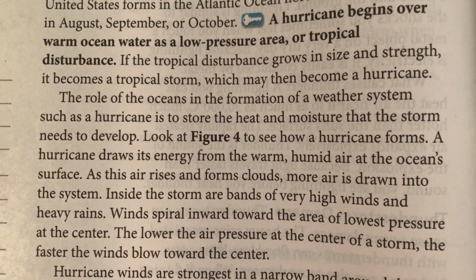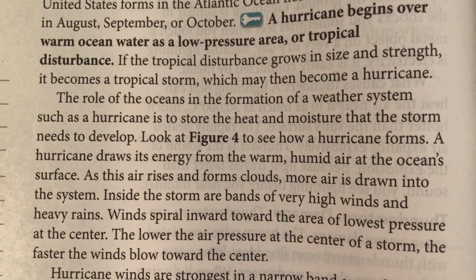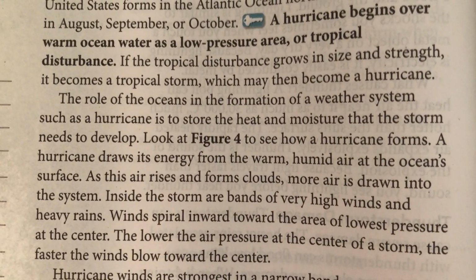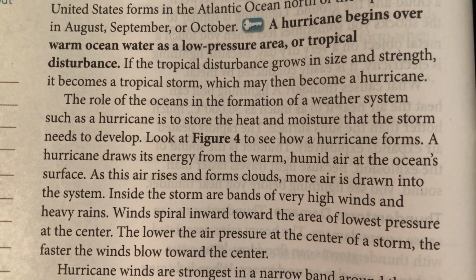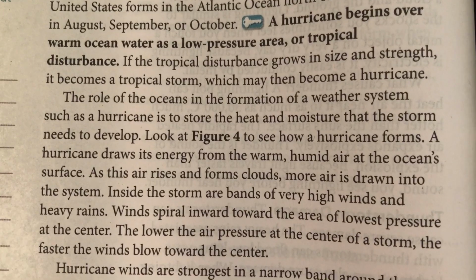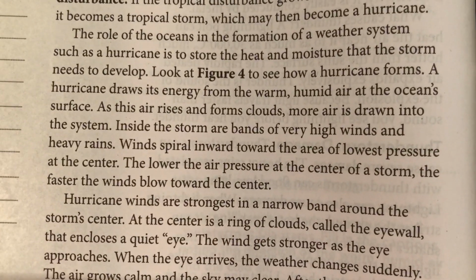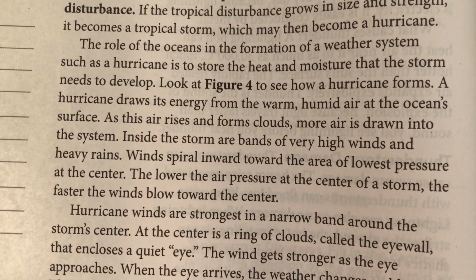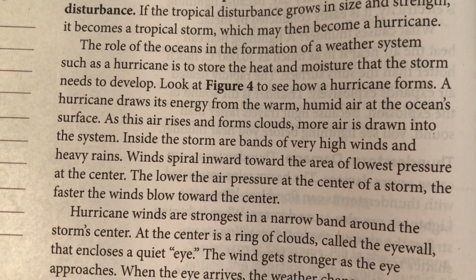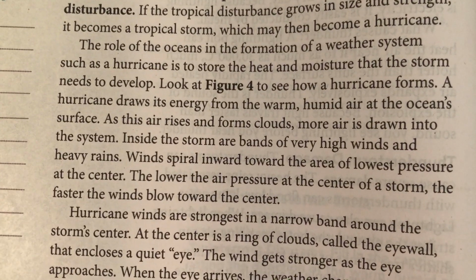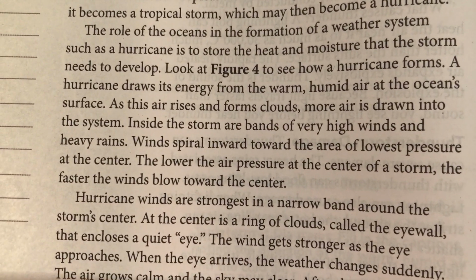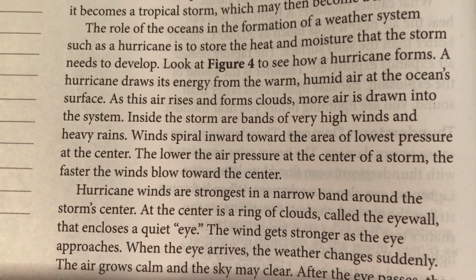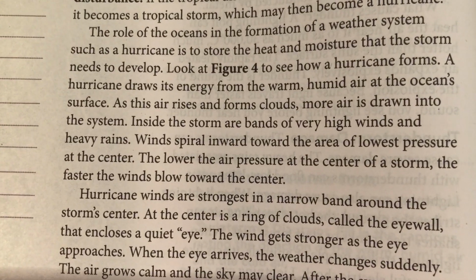The role of the oceans in the formation of a weather system, such as a hurricane, is to store the heat and moisture that the storm needs to develop. Look at Figure 4 to see how a hurricane forms. A hurricane draws its energy from the warm, humid air at the ocean's surface. As the air rises and forms clouds, more air is drawn into the system.